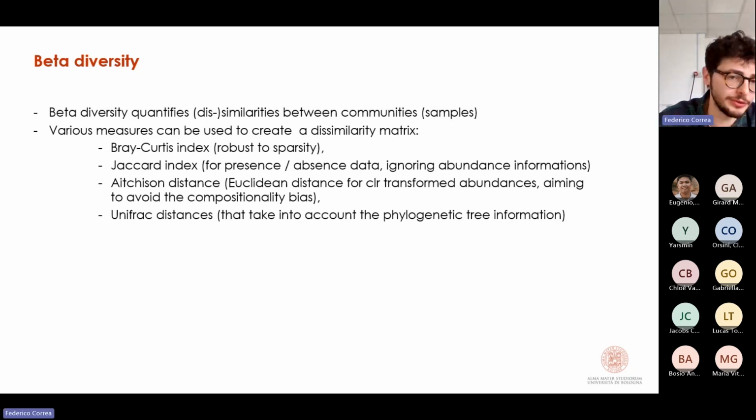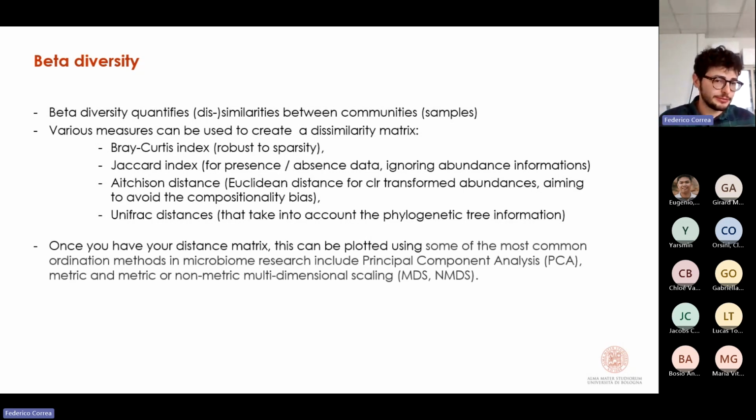Another measure is the UniFrac distance, that takes into account the phylogenetic information in our samples. UniFrac distance can be weighted and unweighted, considering or not the abundance of the amplicon sequence variants or OTUs.